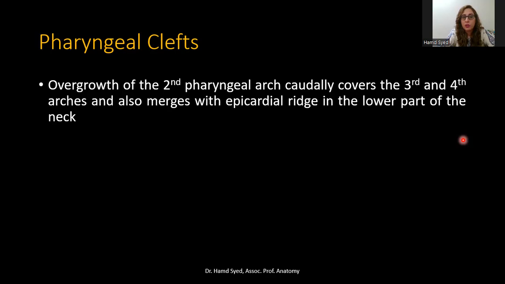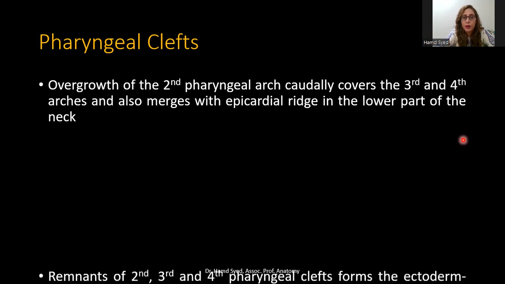Overgrowth of the second pharyngeal arch caudally covers the 3 pharyngeal arches, and also it merges with the epicardial ridge in the lower part of the neck. The third and fourth pharyngeal arches will be covered by the overgrowth of the second pharyngeal arch. I'm repeating this because it's an important point.